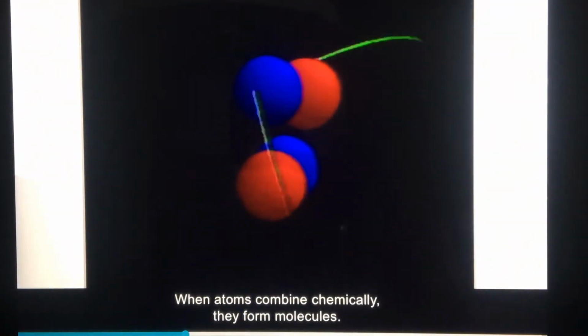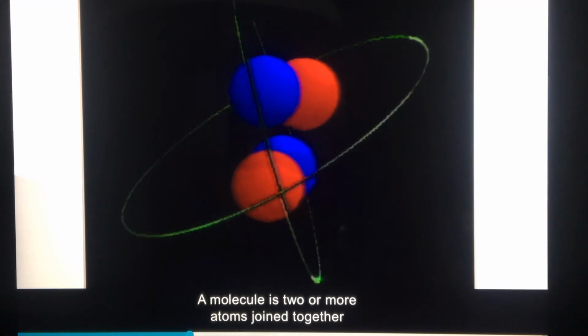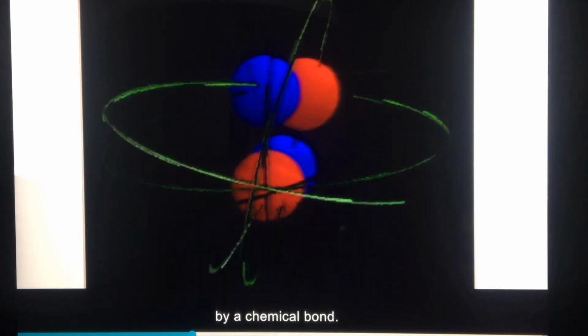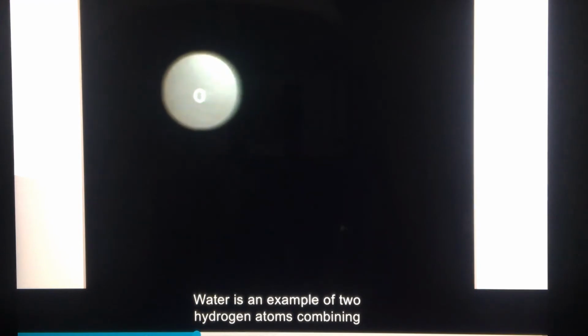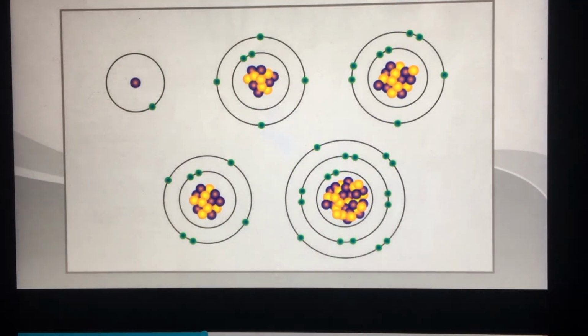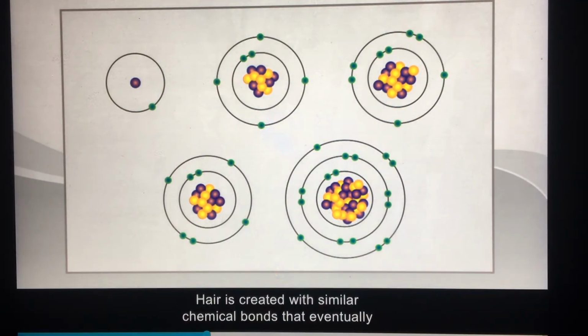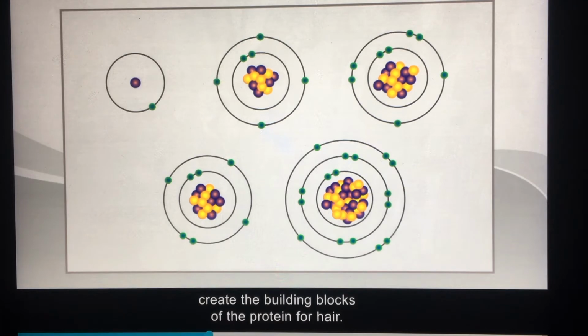When atoms combine chemically, they form molecules. A molecule is 2 or more atoms joined together by a chemical bond. Water is an example of 2 hydrogen atoms combining chemically with 1 oxygen atom. Hair is created with similar chemical bonds that eventually create the building blocks of the protein for hair. This happens through chemical bonds, beginning with amino acids.